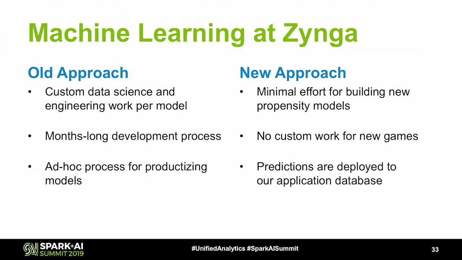Where we're moving towards is a world where most of the workflow is automated. So if a new game comes online, we can just throw a new game ID into our system, and it knows how to go from there. There's no custom work to productize models. Everything goes to our application database. And we have monitoring in place to make sure that our performance metrics are being monitored. We're not using MLflow yet, but that's something we're excited to integrate into this workflow.